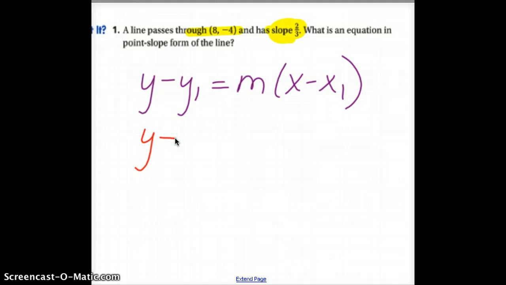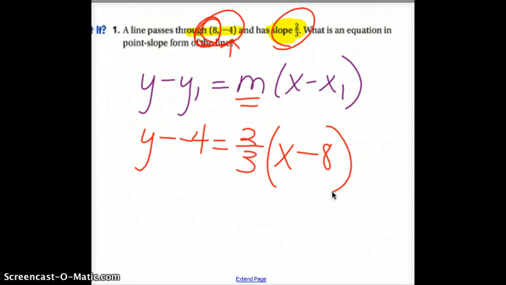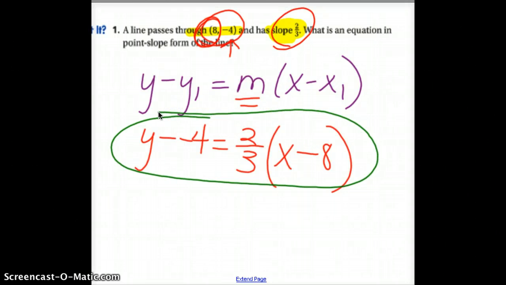y minus, here's the point, here's my y, minus -4, don't forget the negative, equals m, which is slope, which they told us, times x minus, here's my x, 8. I can leave my answer just like this. This is the point slope form of an equation. If you want to simplify this and make this a plus sign, you can, you do not have to at this point.